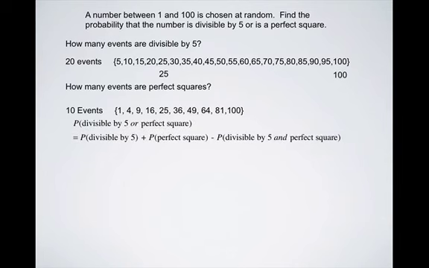So the probability that a randomly chosen number is divisible by 5 or a perfect square is equal to the probability that it is divisible by 5 plus the probability of a perfect square minus the probability that it is divisible by 5 and a perfect square. So this is 20 over 100 plus 10 over 100 minus 2 over 100, which works out to be 28 over 100 or 28%.